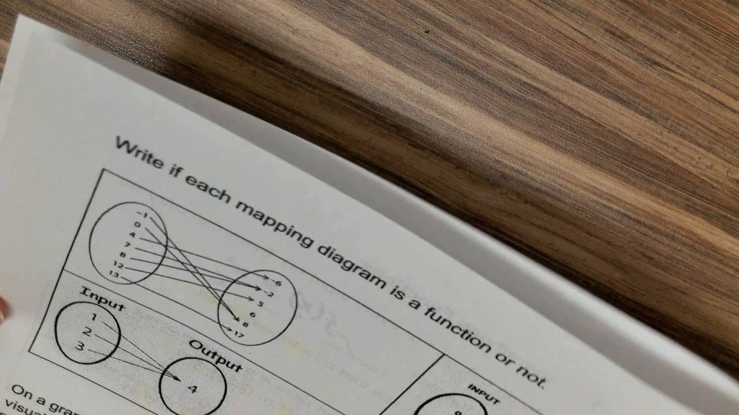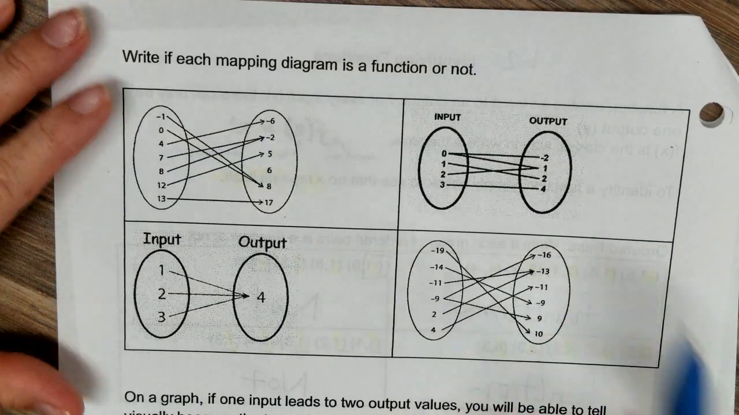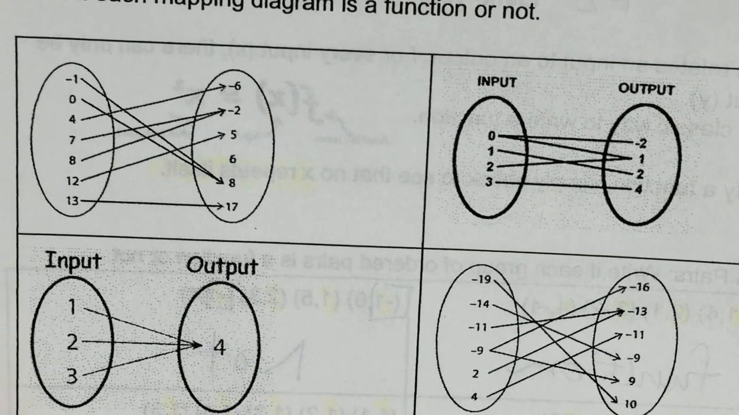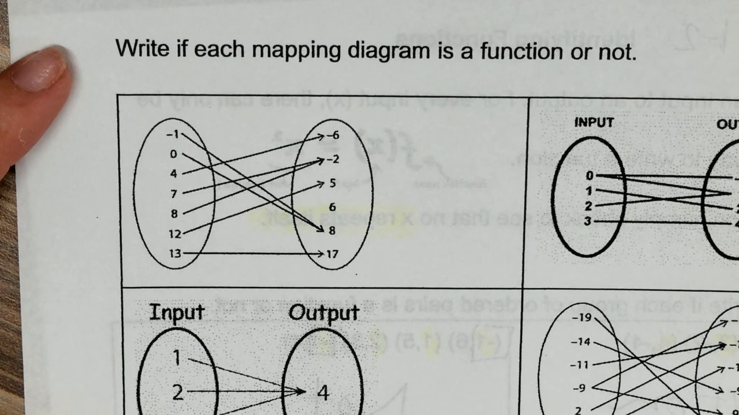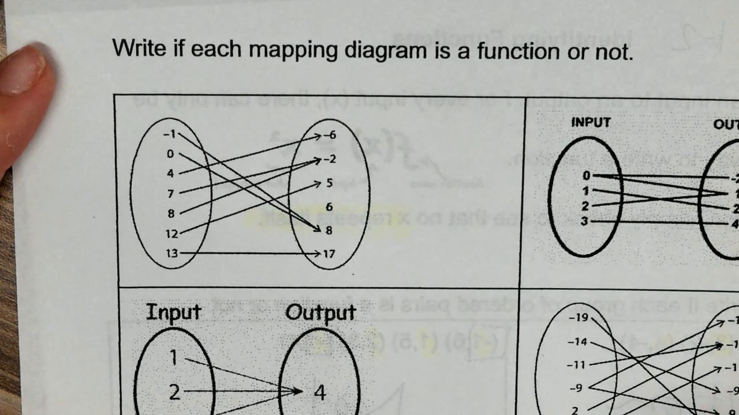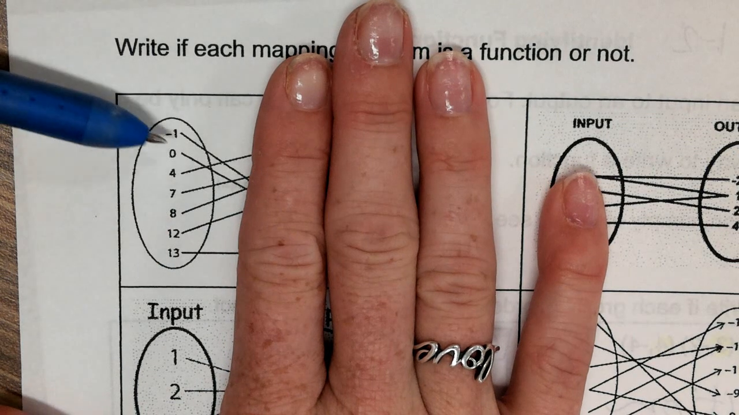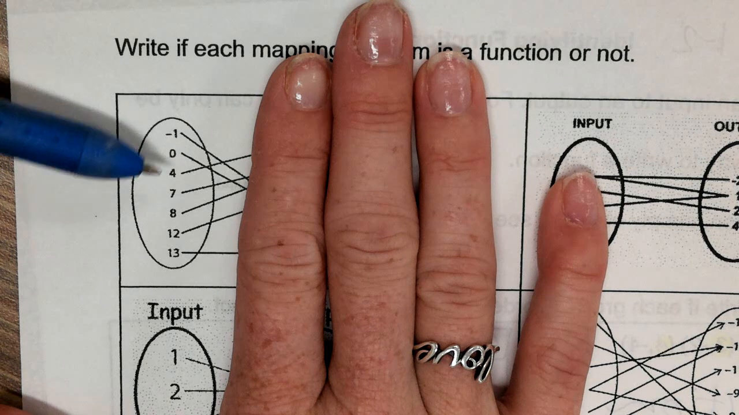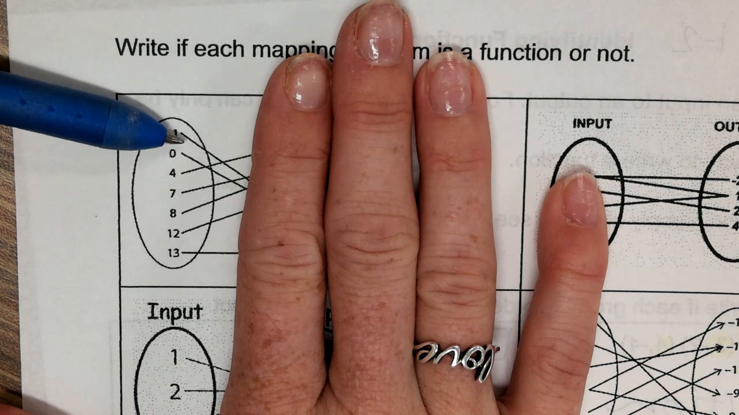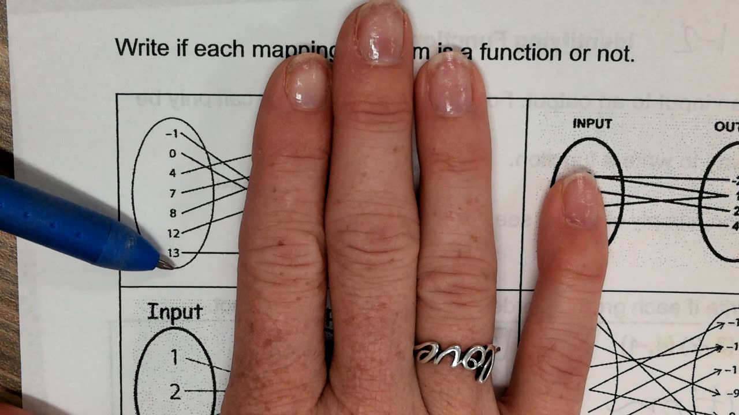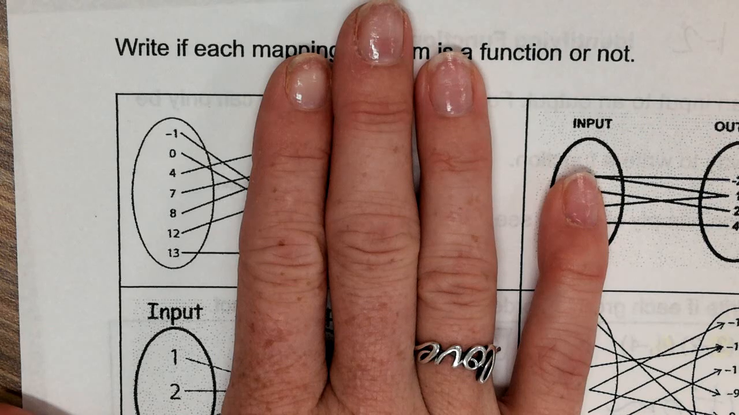Okay, now we're going to look at mapping diagrams, and we talked about mapping diagrams on Friday, so I shouldn't have to explain too much to you that these are just ordered pairs, yes? The easiest way to tell if a mapping diagram is a function is to cover up the output column and only look at the input column. If every input only has one line coming out of it, it's a function. So do y'all see how -1 only has one line? 0 has 1, 4, 7, 8, 12, and 13. They all have one line. That means for every of those inputs, there's exactly one output.